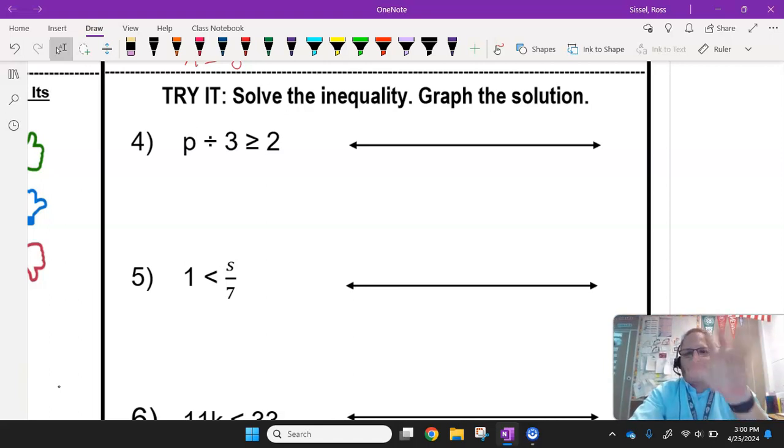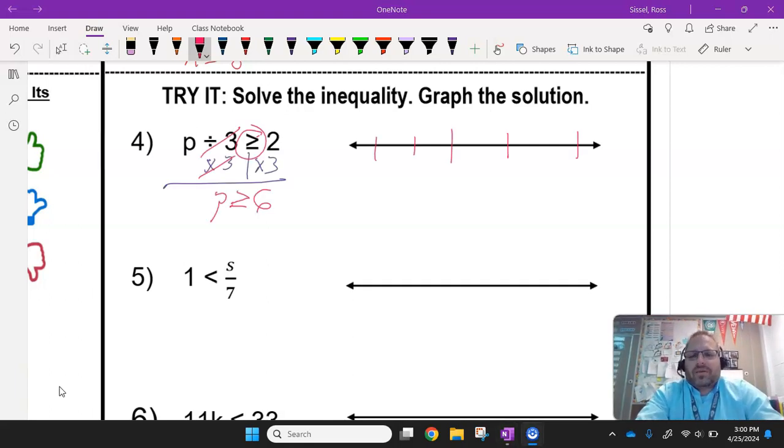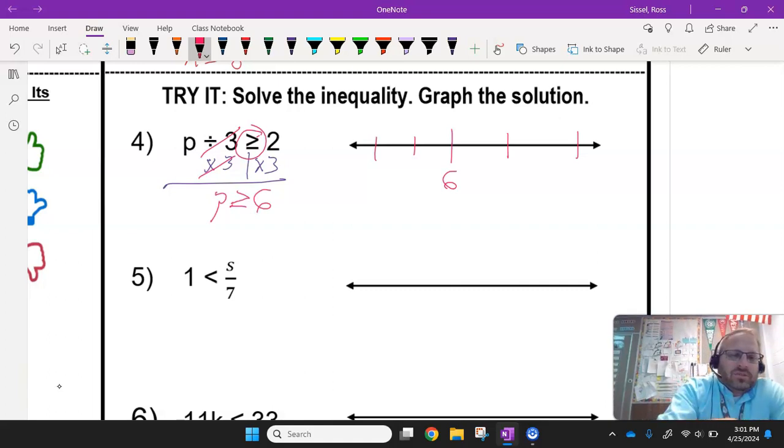Okay, here's my work. Because we divided by 3, I undo that by multiplying both sides by 3. We'd be left with p is greater than or equal to 6. Now to graph it, once again, 6 goes in the middle. And like I said, let's go by 2s this time. 6, 8, 10. Going left, 6, 4, 2.